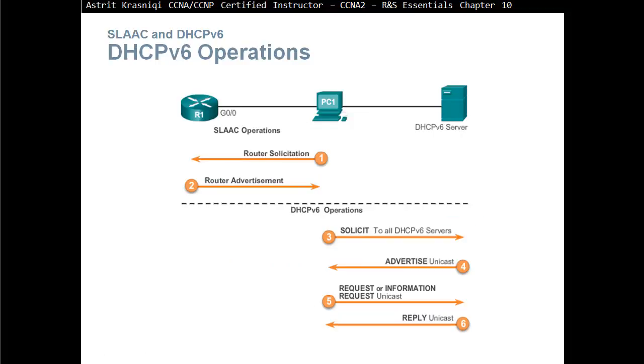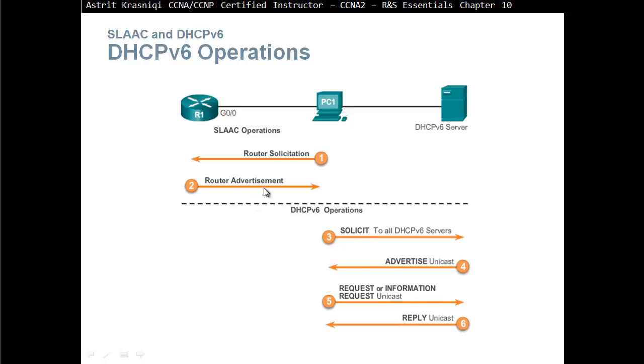So in DHCP version 6 operation, for example, you got the M flag 1 here. Then the PC will send a solicit message to all the servers. Then the message from the server will come, advertise, unicast: would you like this IP address? And then the client will send a request or information request. Request is unicast. And then the server will send a reply.